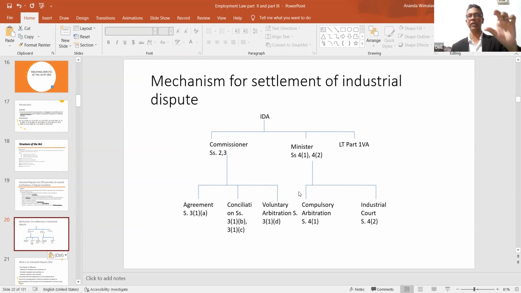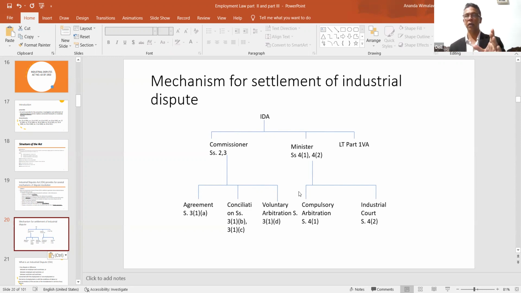So the mechanisms for settlement of industrial disputes, IDA means Industrial Dispute Act. The commissioner has powers, the minister has, and the labor tribunal has. What is the power that the Commissioner General of Labor has? He can settle an industrial dispute through the provisions of an agreement, if there is an agreement between the parties.